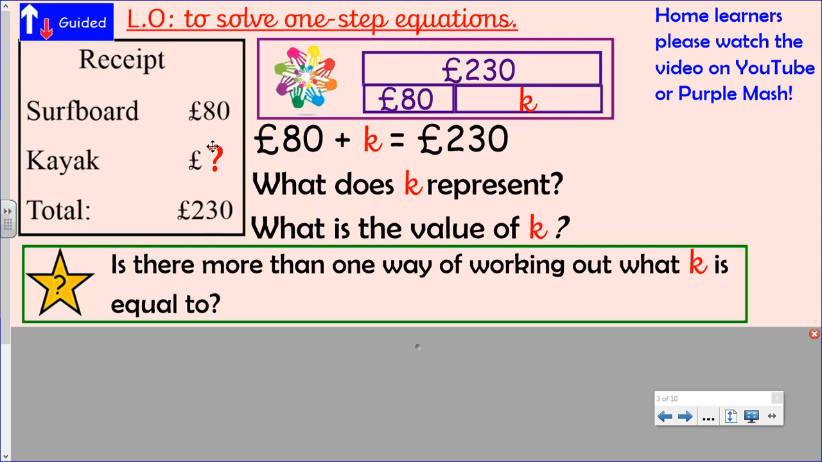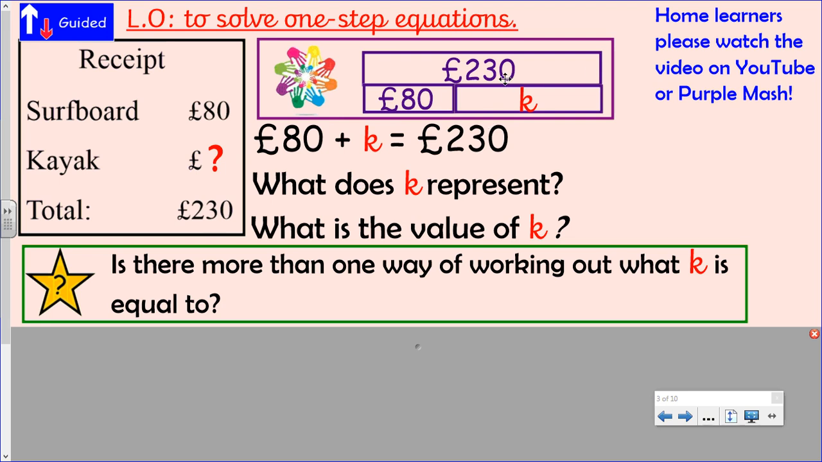Okay, so we've got 80, add some unknown amount, equals 230. Now, this K for kayak, hopefully you can see what I've done there, is actually a specific value, which is why this is an equation, not an expression. I've got to be able to work out what K is.